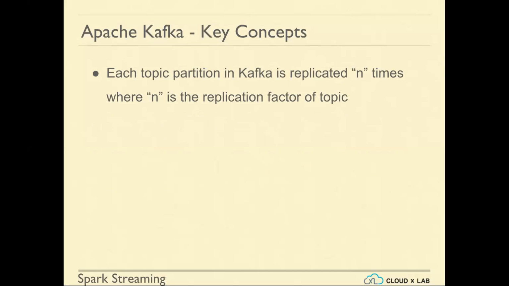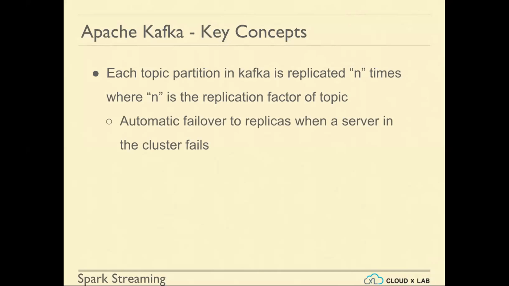Each topic partition in Kafka is replicated n number of times, where n is the replication factor of the topic. So we can define the replication factor of each topic while creating the topic. And there is automatic failover to replicas whenever a server in the cluster dies. So there are many brokers in the cluster. If any of the brokers goes down, whatever work was dedicated to that broker is handed over to another broker.